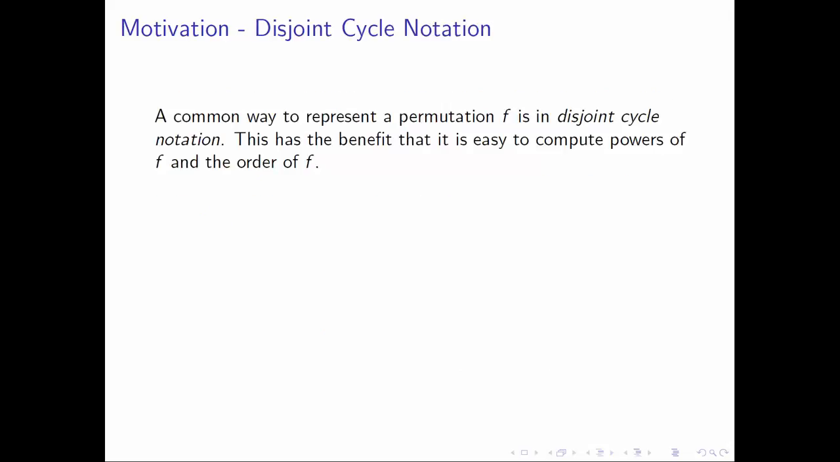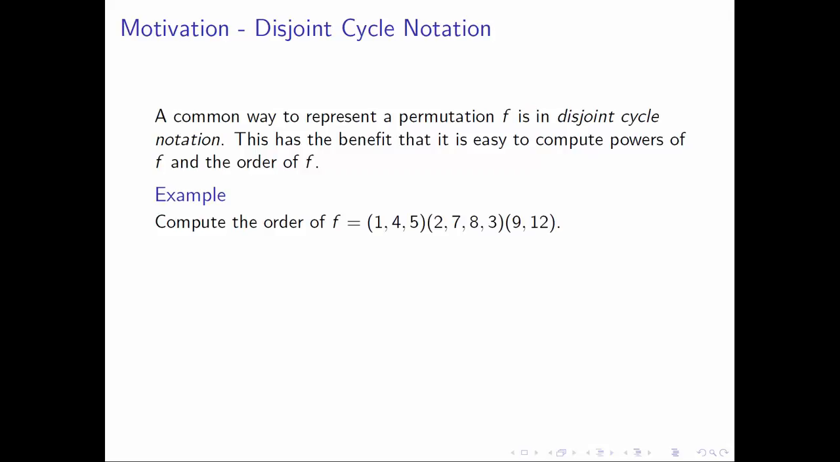Now, after we discussed and did some examples with writing permutations in tabular form, we moved on to writing permutations in disjoint cycle notation. This has a couple of benefits, and in fact I think this is the most common way to represent elements of SN. It's a little bit more condensed than the tabular form, but it's also very easy to compute powers of a permutation when they're written in disjoint cycle notation. It's also very easy to compute the order of a group element when it's written in disjoint cycle notation.